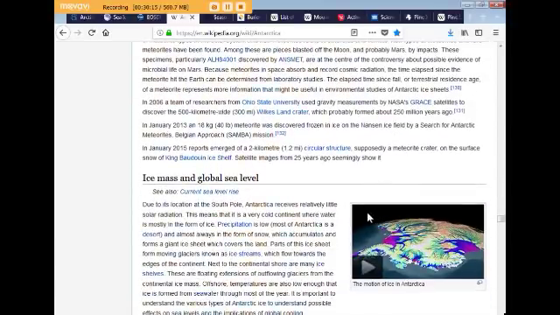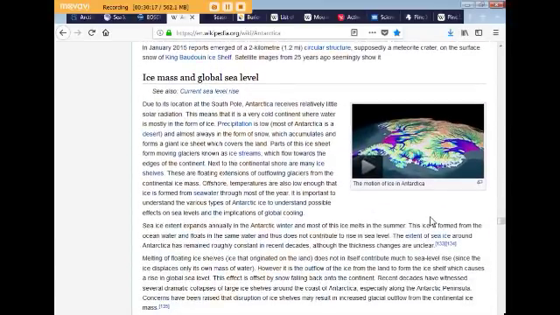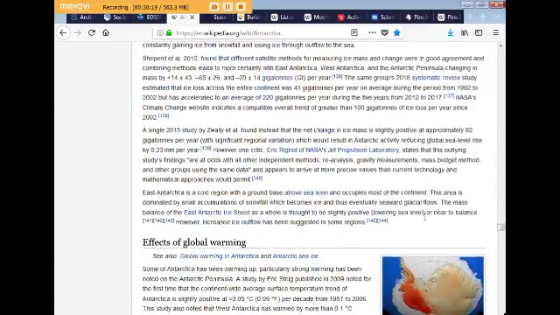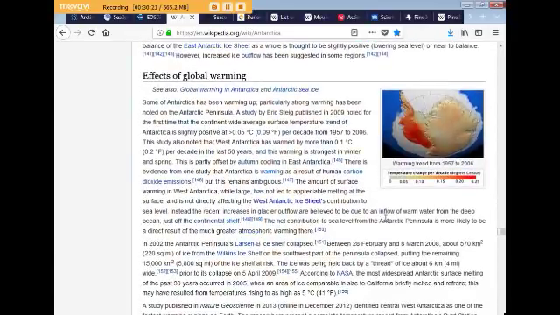They found meteorites down there, ice mass and global sea level, effects of global warming. They're saying that it is warming. It says some of Antarctica has been warming up. Particularly strong warming has been noted on the Antarctic Peninsula over on this west side. And see, that's where that Pine Island Glacier is, where they found the volcanoes underneath.